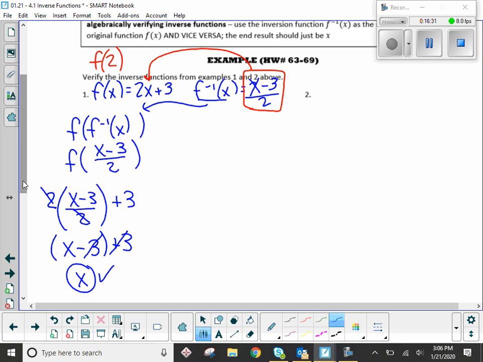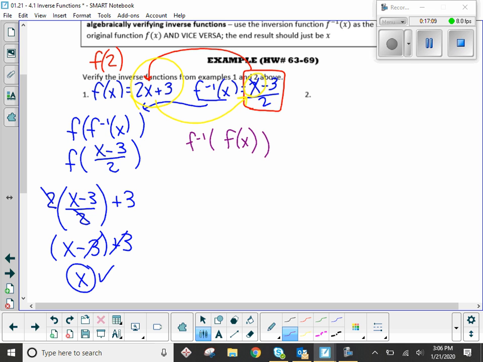Okay. But there's 2 parts to this whole process. What I did here was take the inverse and plug it into the original. You know what I have to do now? Take the original and plug it into the inverse. And here's how that looks with all the different notations. I'm taking the inverse function. Whatever goes in here is what I'm plugging in. I'm plugging in the original, f of x.